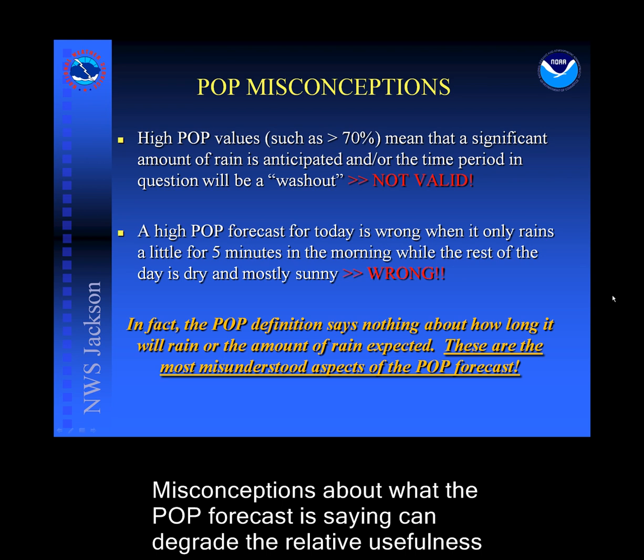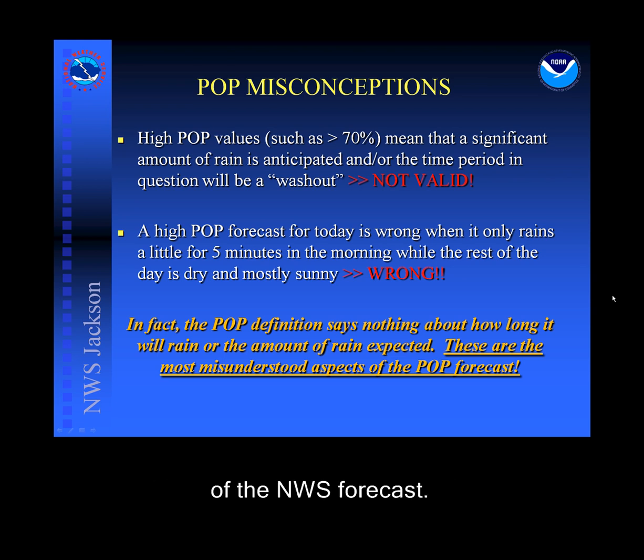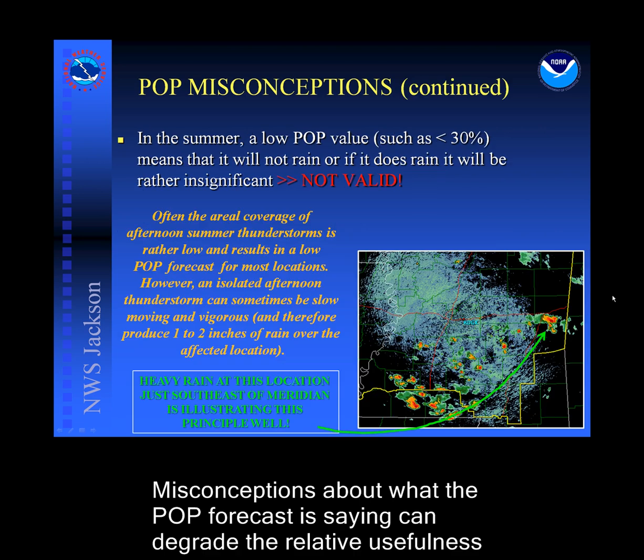Another one: a high POP forecast for today is wrong when it only rains a little for 5 minutes in the morning while the rest of the day is dry and mostly sunny. This is wrong. In fact, the POP definition says nothing about how long it will rain in a given 12-hour period or the amount of rain expected, other than at least 1/100 of an inch is anticipated.